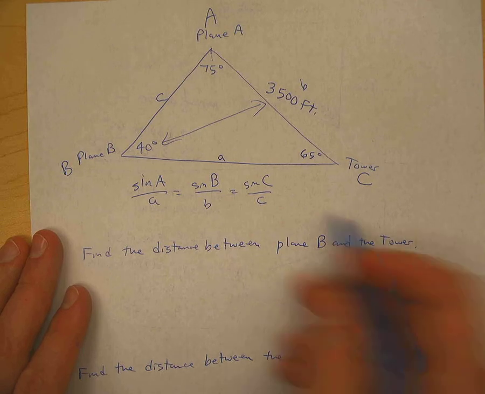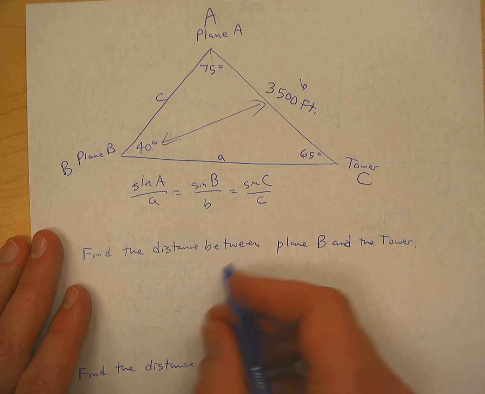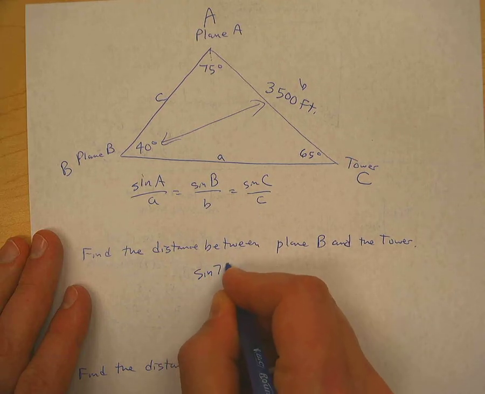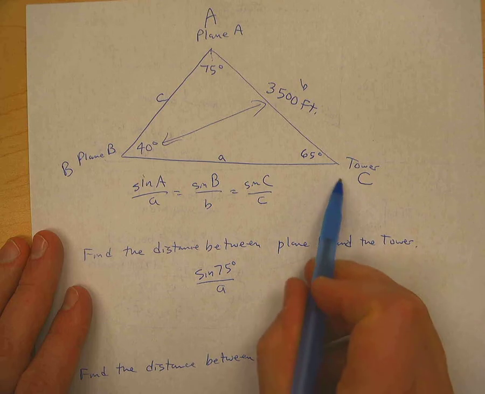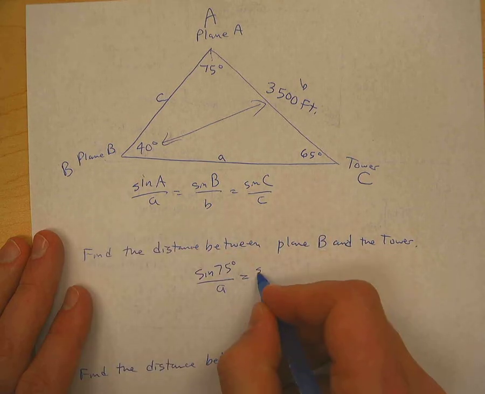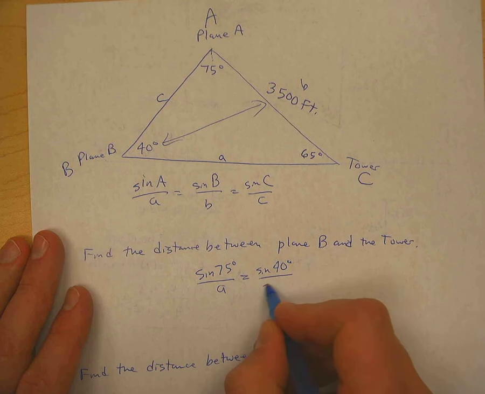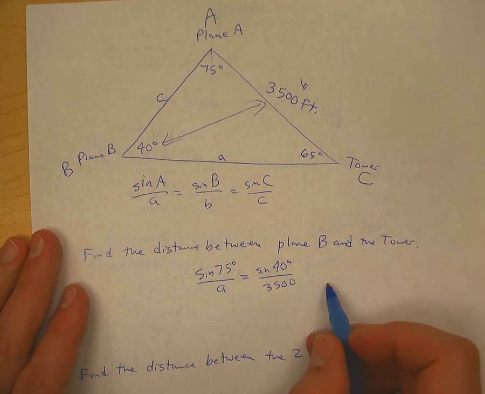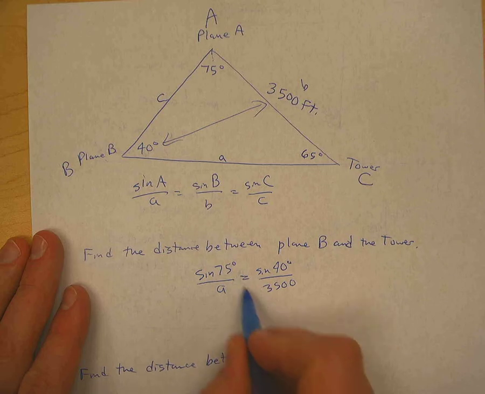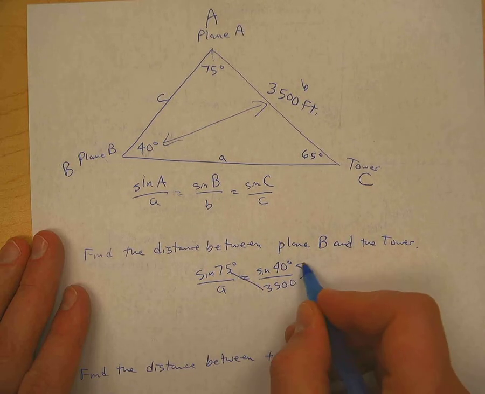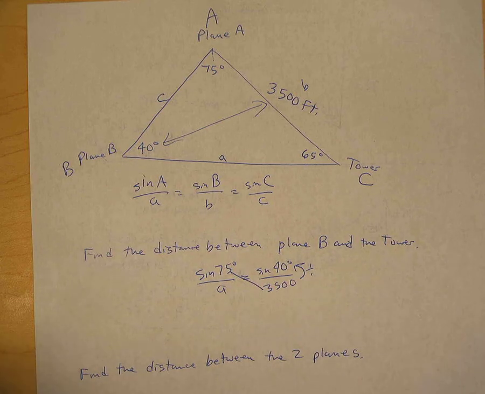So plane B and the tower would be this side right here. So I'm going to put sine of 75 degrees over a, which is what we want to find, equals the sine of 40 over 3,500. Now you can only have one variable here. So I'm going to cross multiply these two, then divide by the sine of 40. So let's try that. 3,500 times the sine of 75 in parentheses, then divided by the sine of 40. Make sure you put parentheses around there.